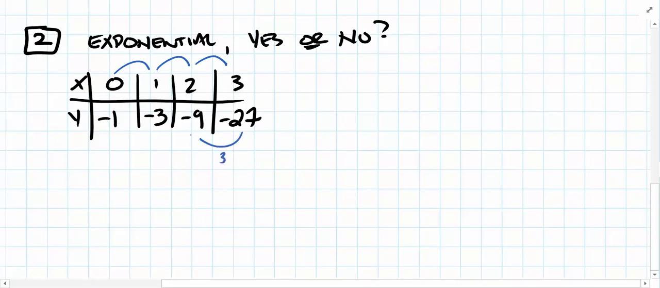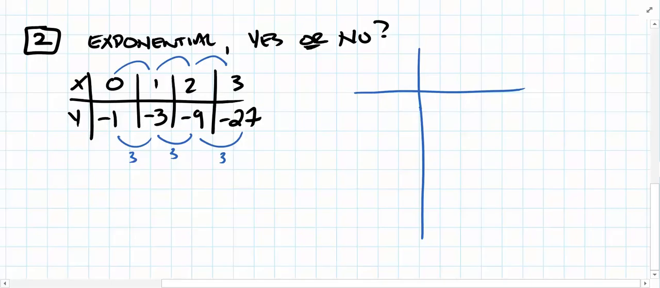Okay, if I were to quickly graph these points, I'd have 0, negative 1, 1, negative 3, 2, way down here at negative 9. 1, 2, 3, 4, 5, 6, 7, 8, 9. So I would have this graph here. Do you think you could come up with the equation for that graph? What would it be?